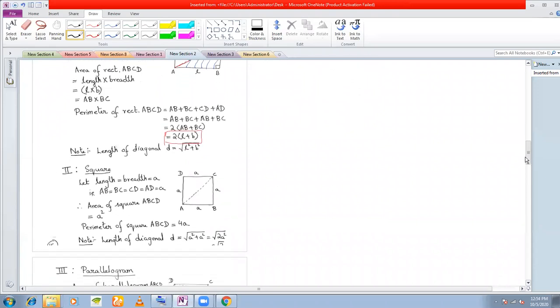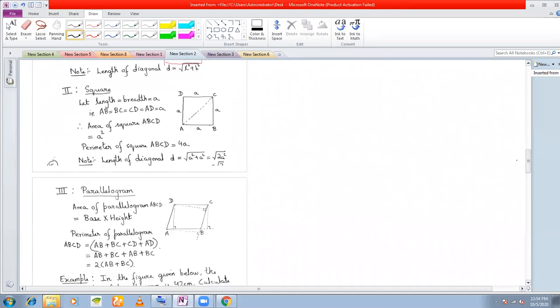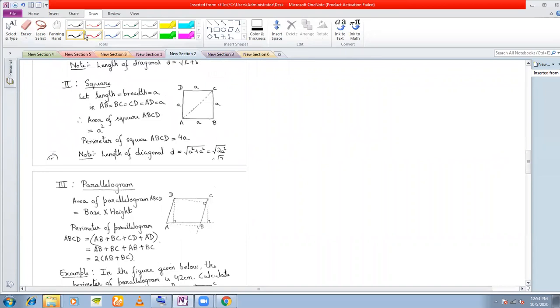Main formulas are area and perimeter. Next, square, you already know. Area of square is side square or a square, and perimeter is 4a. And this time the length of the diagonal here would be, if you take this length AC, this is your diagonal here. Let us call this D.